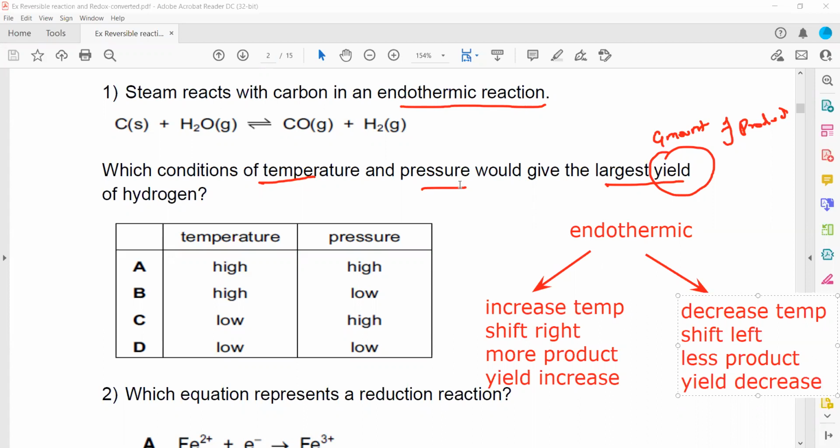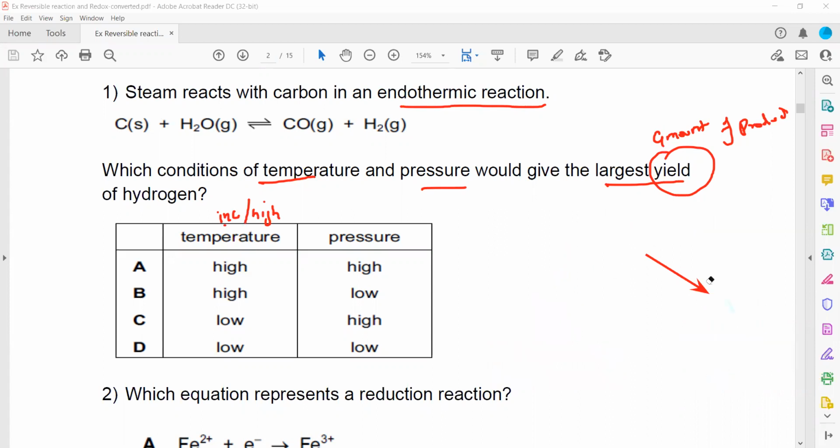So first, when we check which condition of temperature, we want to increase the yield and the reaction is endothermic. So what we should do is increase the temperature. So temperature should be high. This is one thing. Then what about the pressure? What is the effect of the pressure? Whenever we increase the pressure for a reversible reaction, it will shift toward the side where there are fewer particles of gas.